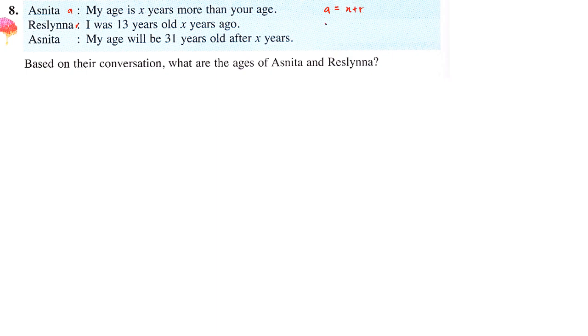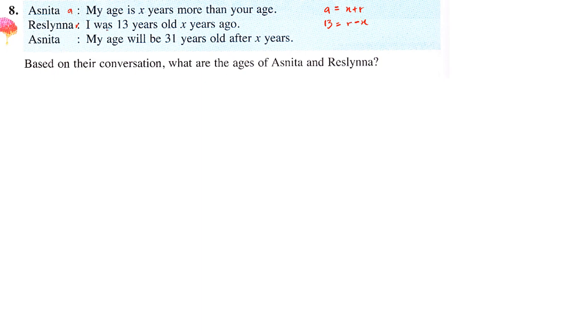Okay, and Raslina says that I was 13 years old X years ago. That means Raslina's age is now R, but X years ago she was 13 years old. So when she was 13 years old, it is actually R, her age now, minus X years ago. Do you agree? Okay, let me repeat.